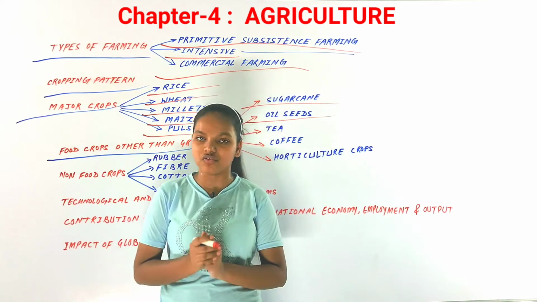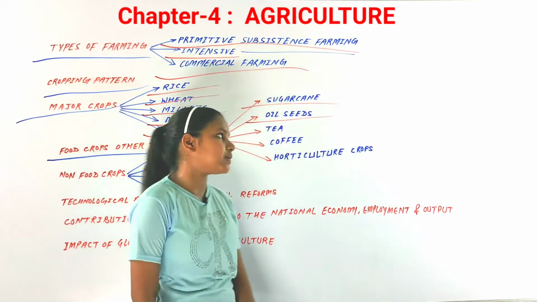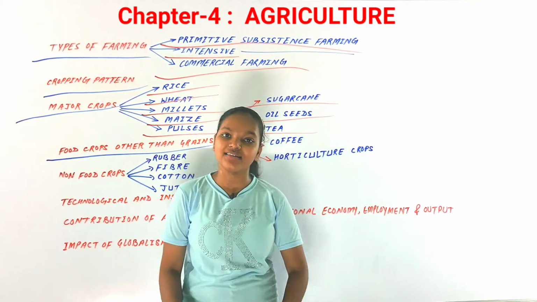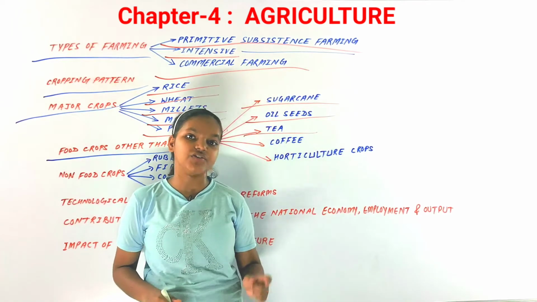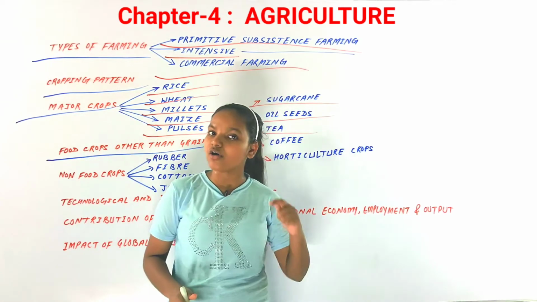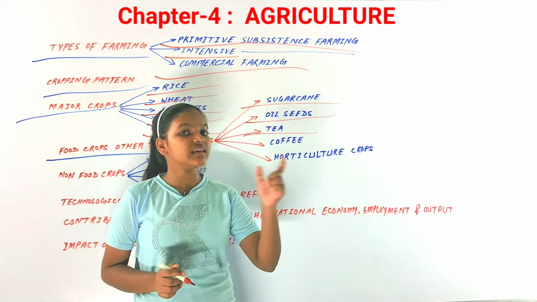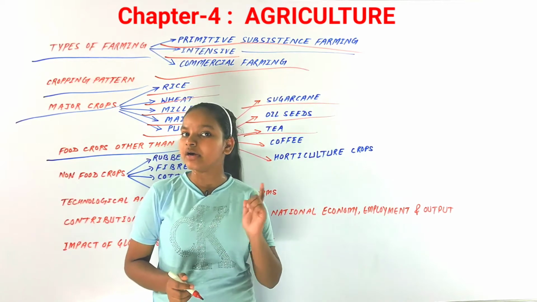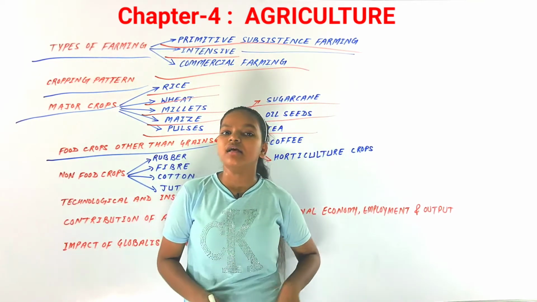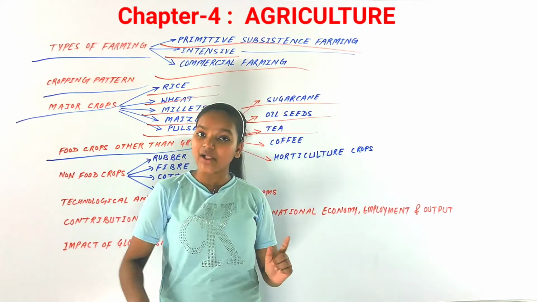After that we have another crop, that is tea. Tea is the most used beverage in the world, not just in India. Like tea and coffee, we always talk about them. Tea was initially started in our country by the British. Tea is an example of plantation agriculture.